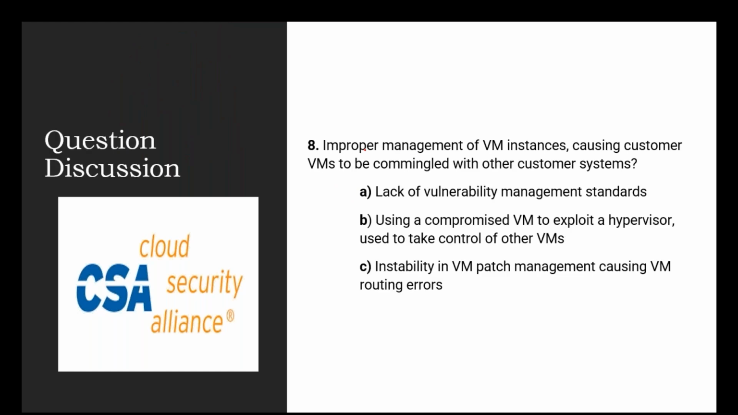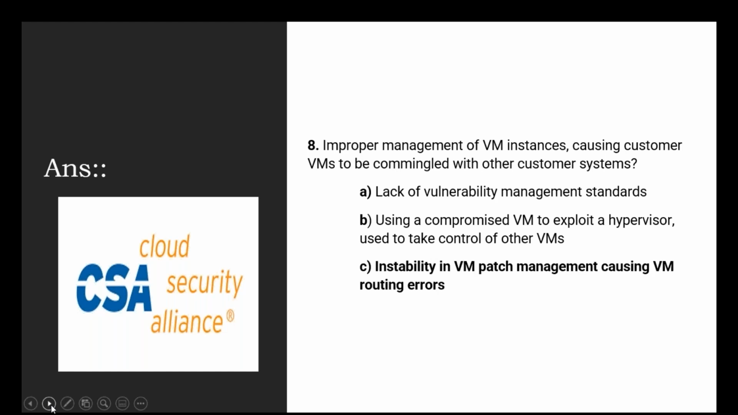Moving to the next question here. Improper management of VM instances causing customer VM to be commingled with other customer systems. So what exactly is this called? So if you can see, yes, correct here, option number B: using a compromised VM to exploit a hypervisor used to take control of other VMs. So if one of the VMs is compromised, from there the attacker may be able to exploit the hypervisor, which is definitely called VM escape, correct? And from there, it can take control of the other VMs as well. So it is actually a risk for each of the VMs available there.